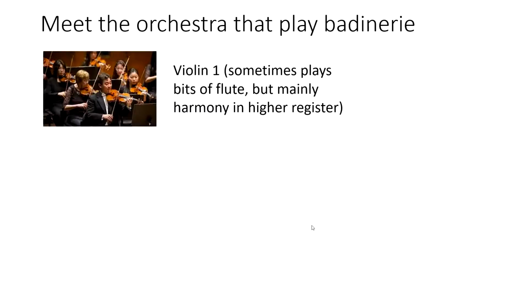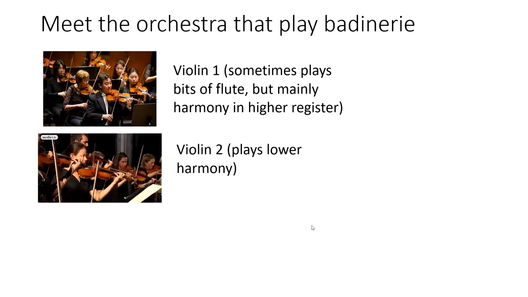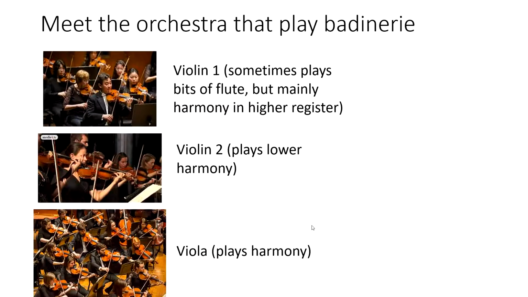So we have violin one. This part sometimes plays bits of the flute, but mainly they're playing harmony in the higher register. We have violin two. They play the harmony in the lower register. And we have the viola, who also play the harmony. Now, you may be able to see from the picture that the viola is slightly bigger than the violin. And, of course, a bigger instrument means it can go a bit lower. So it will play lower harmony. So, as we can see here, it is going from high to low.